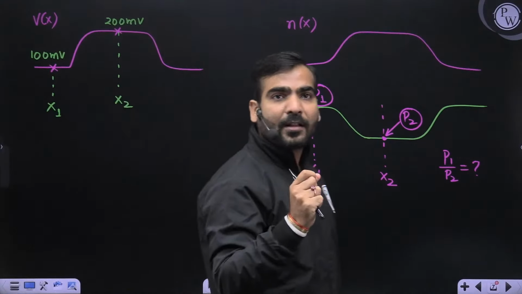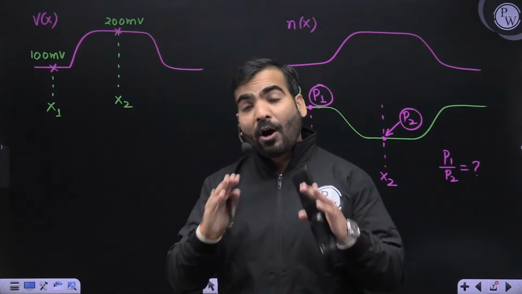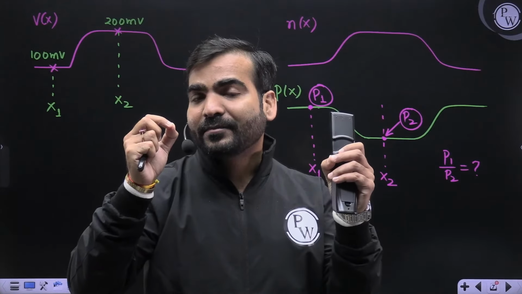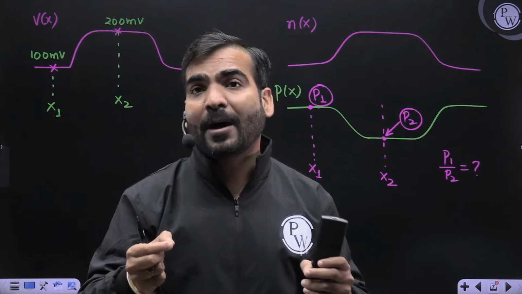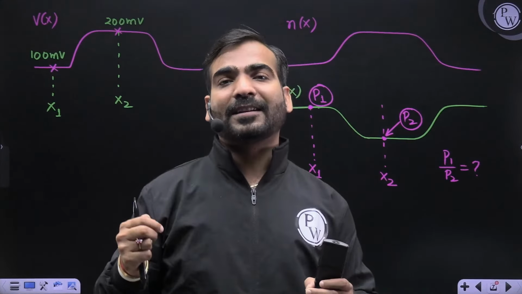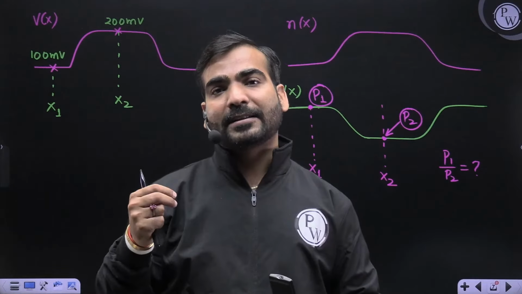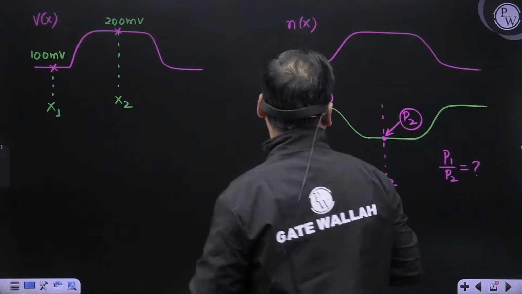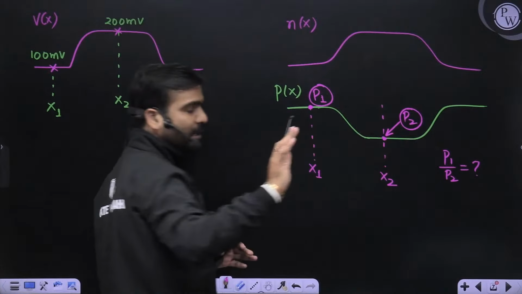You know very well the formula of open circuit potential. That concept you have to use. Open circuit voltage is the difference between the potentials of 2 points, equal to KT ln of P1 by P2. On those 2 points, it is the ratio of holes concentration. Similarly, with the ratio of electron concentration, KT ln of N1 by N2 is the open circuit potential. Here holes concentration is more, here it is less, so obviously P1 by P2 will be greater than 1. That is perfectly okay.